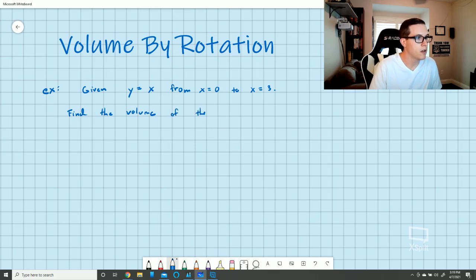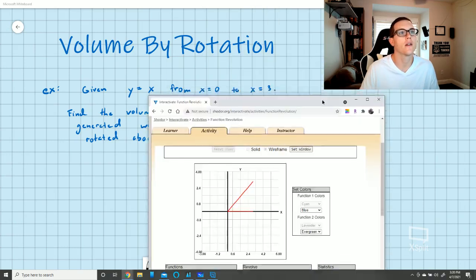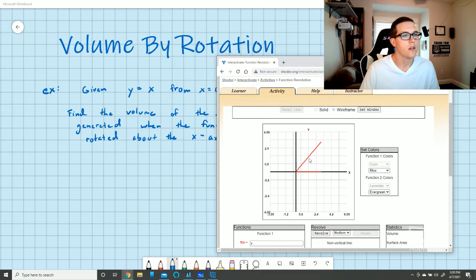of the solid generated when the function is, ready for this one, rotated about the x-axis. So we're taking this shape. There it is. Here's the function from 0 to 3. See how I have it stopping at 3? And here's what's going to happen.